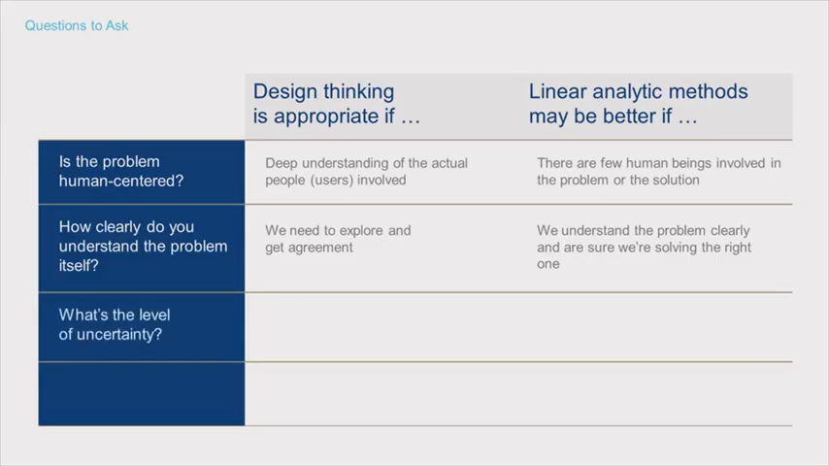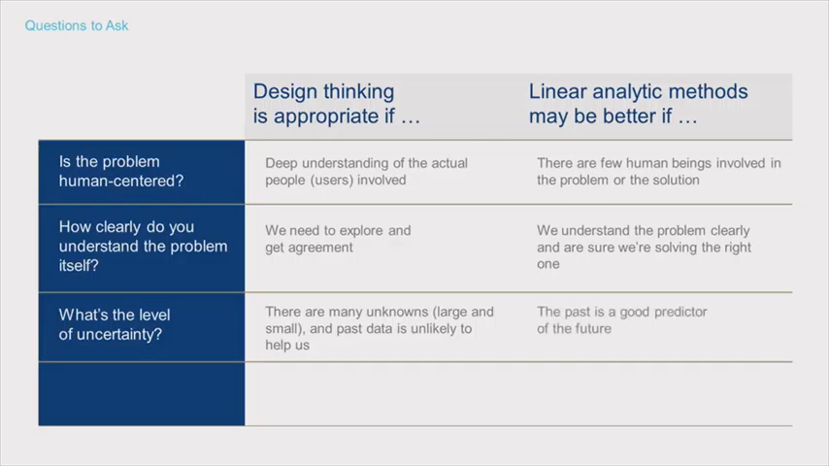What's the level of uncertainty is another important question to ask yourself. If there are many unknowns, both large and small, and past data is unlikely to help us, design thinking is appropriate. If, on the other hand, the data you've got on the past is a pretty good predictor of the future, analysis works.